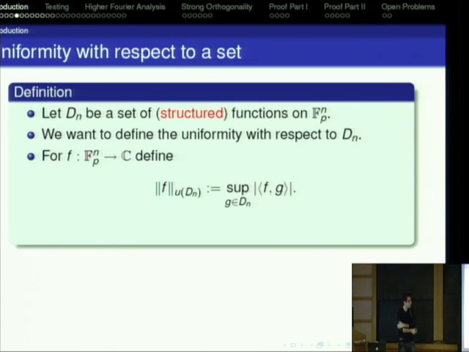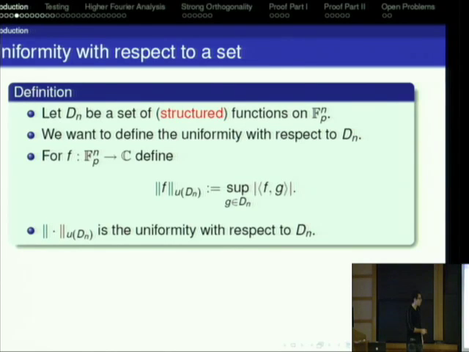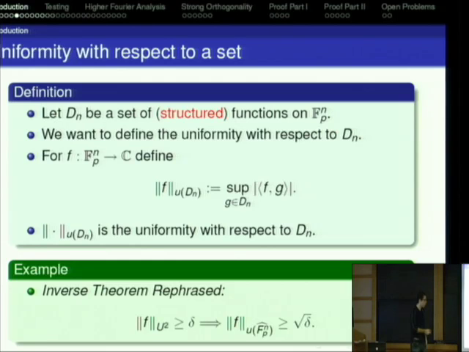So this is trivially a semi-norm and will require some conditions to make it actually a norm, some trivial conditions. We call it the uniformity with respect to Dn. And if we want to rephrase the inverse theorem from the previous slide using this new notation, it says that if the U2 norm is at least delta, then the uniformity with respect to characters of f is at least square root delta.